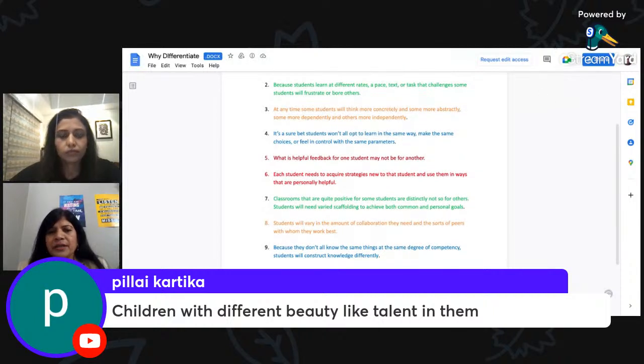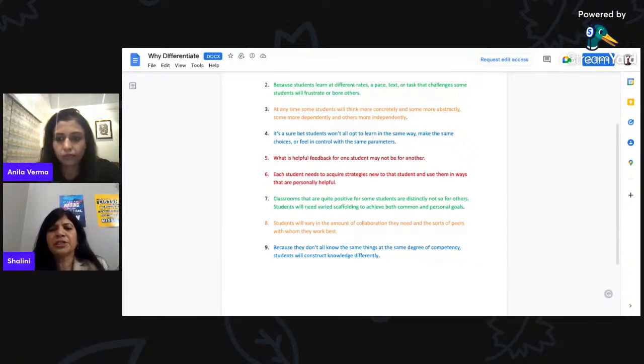Yes, students will vary in the amount of collaboration they need and the sort of peers with whom they work best. Because they don't all know the same things at the same degree of competency, students will construct knowledge differently.